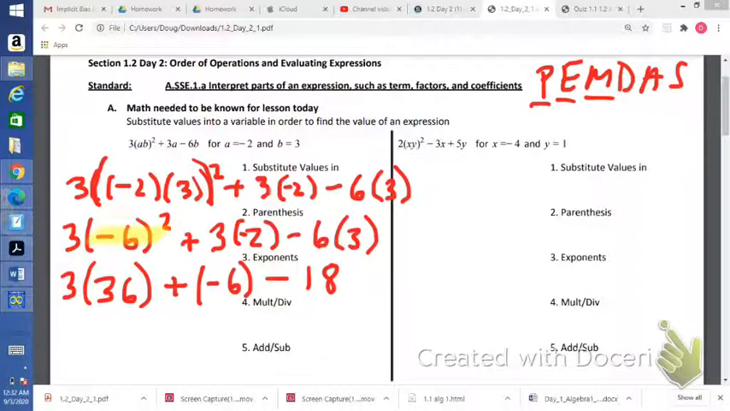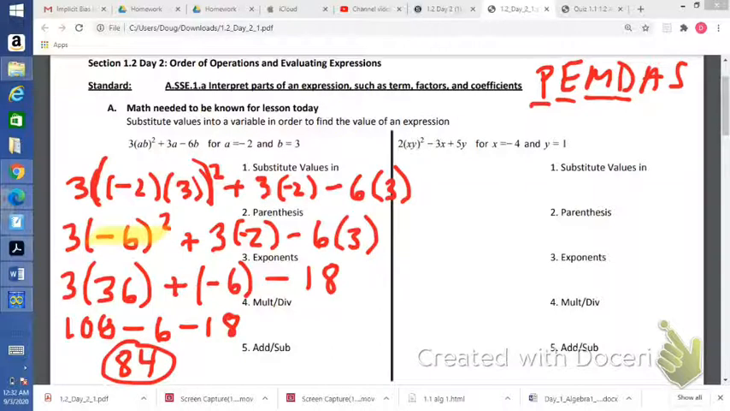Alright, now we're going to multiply. So we have 3 times 36. That gives us 108. Plus a -6 is the same thing as just -6, minus 18. Alright, well, there's no division, so let's move to addition and subtraction. So we got 108 minus 6 minus 18. That gives us 84. And that's your answer.